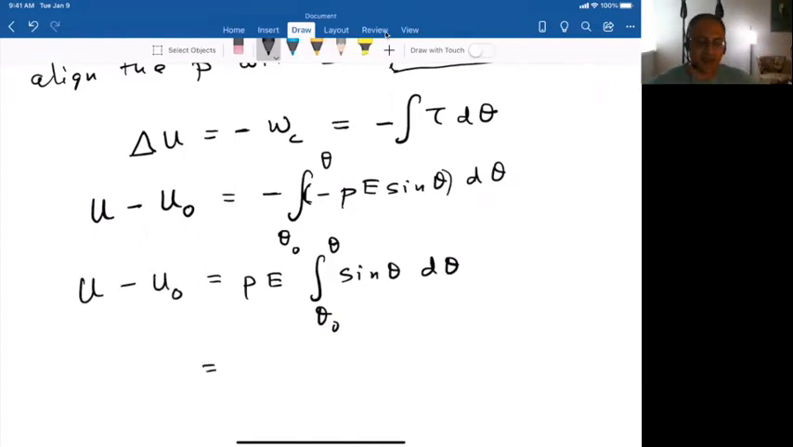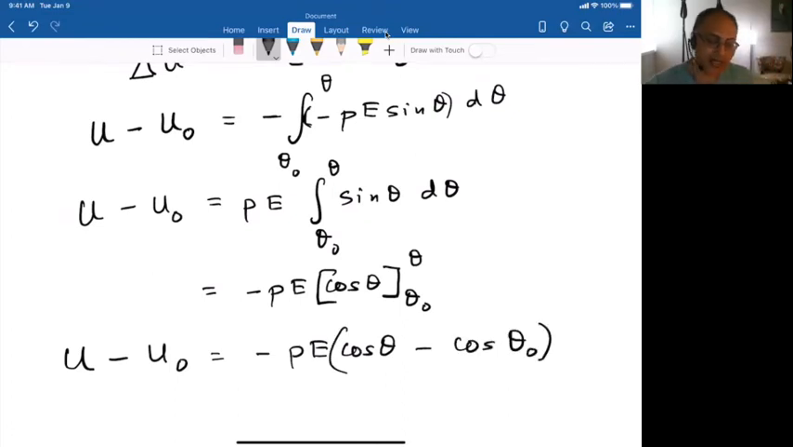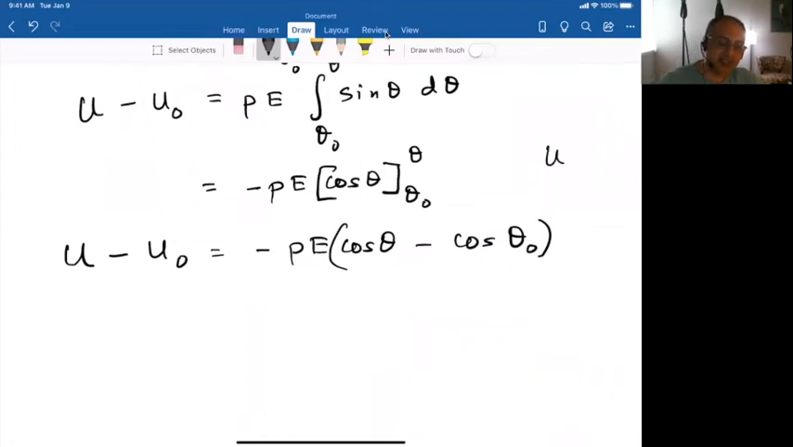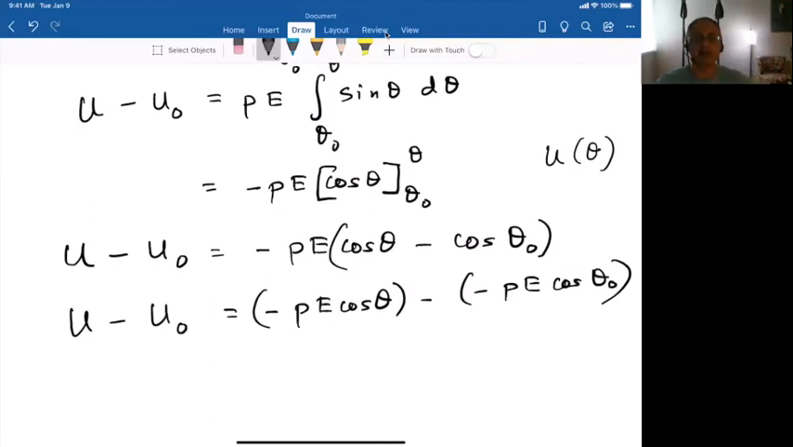All right, now the integral of sine theta, as you know, is negative cosine theta. So I get minus PE cosine theta, and then I just plug in the limits theta final and theta initial. That makes sense? All right, and so we are almost done. U final minus U initial is equal to minus PE times cosine theta minus cosine theta initial, right? Our goal is to find U as a function of theta. That's fairly obvious from here now. If I write it like this, U minus U initial is equal to minus PE cosine theta, and the second term, I'm just going to write like this, minus PE cosine theta 0. Right? So I just wrote it like that.